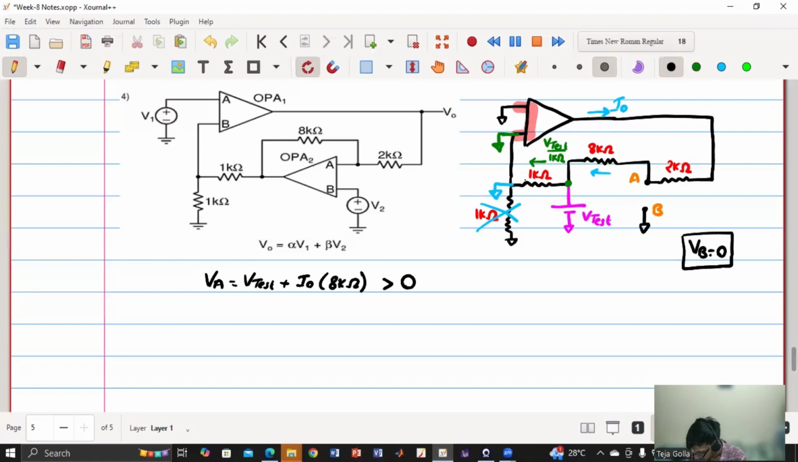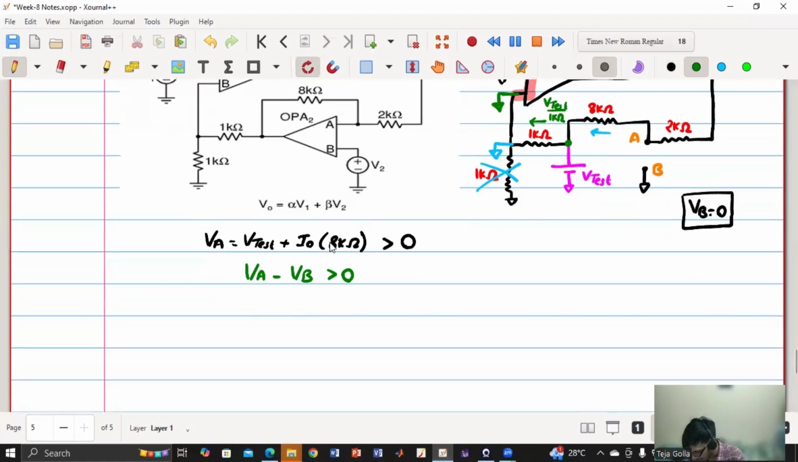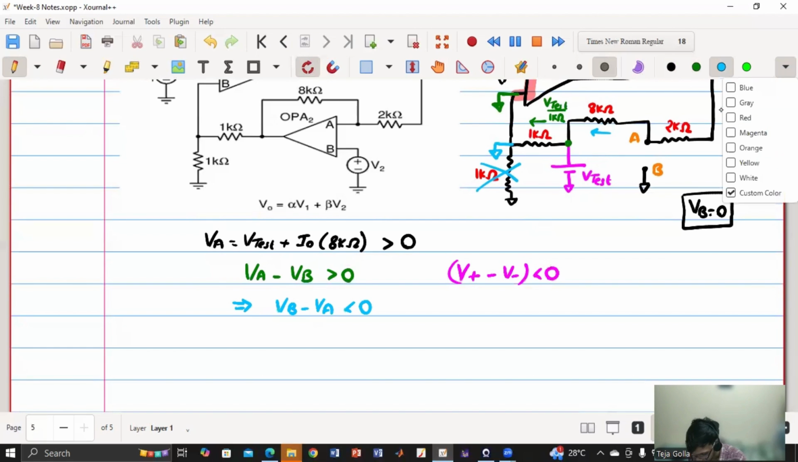Okay. So now if you see, my VA minus VB is greater than zero, right? But I need something like this. My agenda is always simple: V plus minus V minus should be negative. So I'll reframe this something like this: VB minus VA should be less than 0. Okay. So now let us see.